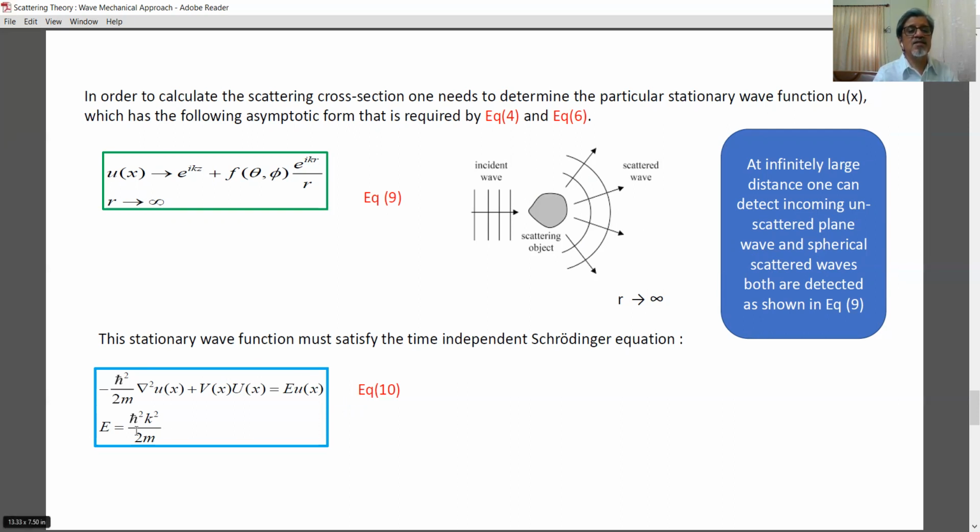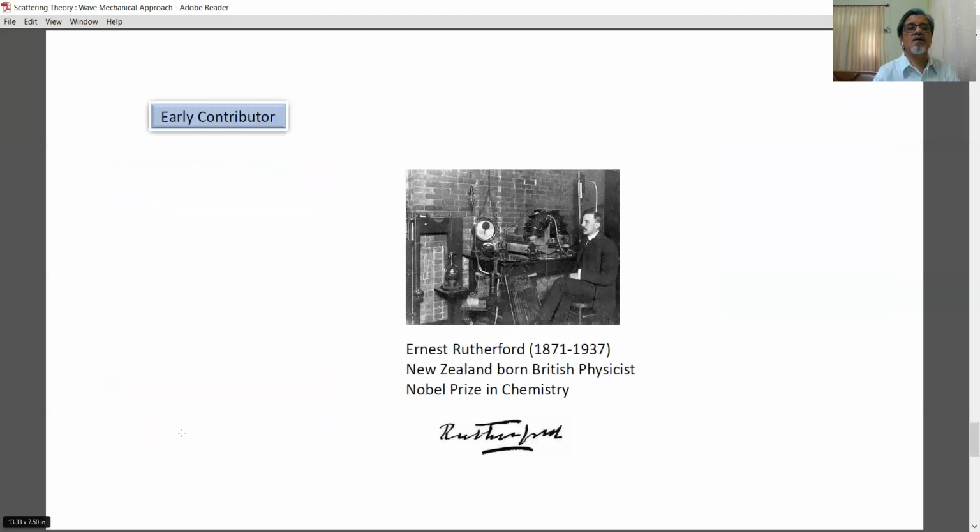And here E is equal to h cut square k square divided by 2m. Now I am coming to the slide which is depicting an early contributor. This is the photograph of Ernest Rutherford, born in 1871, died in 1937. He was born in New Zealand, but was a British physicist. And surprisingly, he won the Nobel Prize in chemistry. So his work is much more related to scattering theory as well as nuclear physics, but he won the Nobel Prize in chemistry.